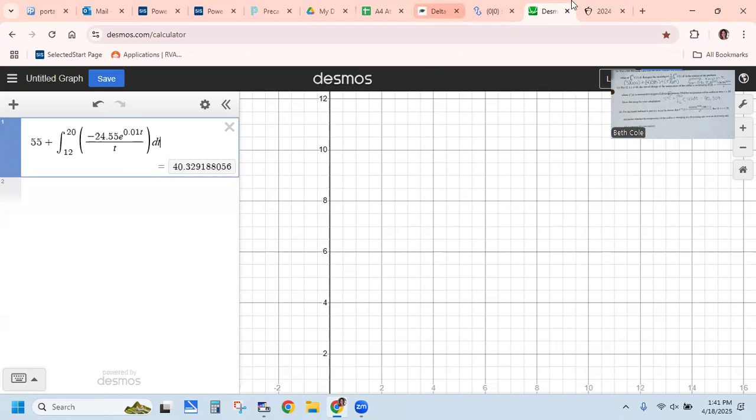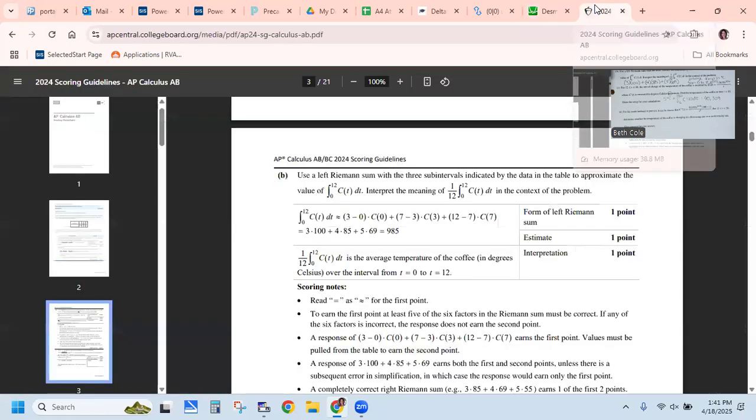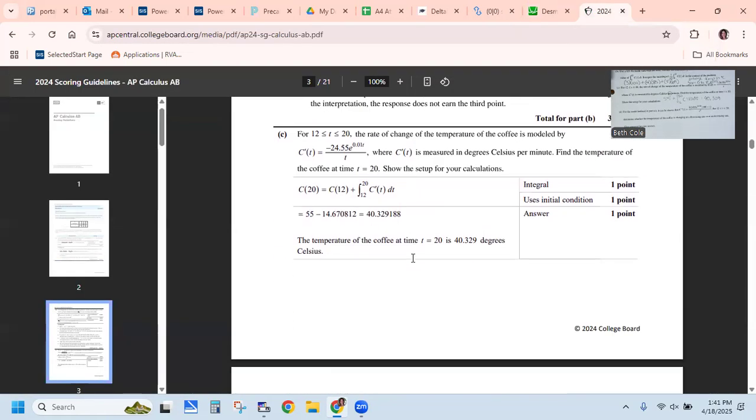I'm going to go to the scoring table right now. I think it's 3 points, and I think you'd get 1 out of the 3. You get a point for the integral, so if you wrote integral 12 to 20 C prime, you got a point. You wrote 55 plus the accumulation, you got a point. And then a point for the answer. So 3 points. You can read through it later if you want; I don't want to take class time for it. But I think if you mess up either of these, you're not eligible for the 3rd point.